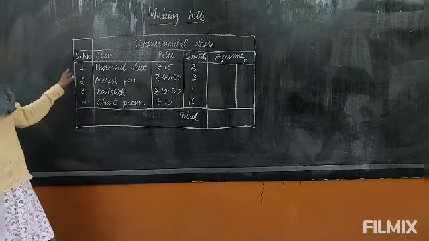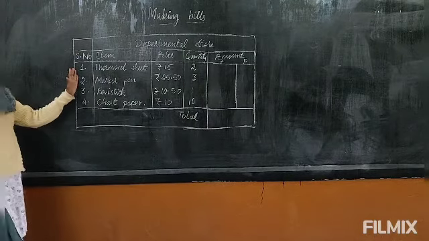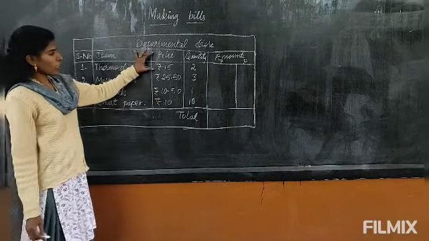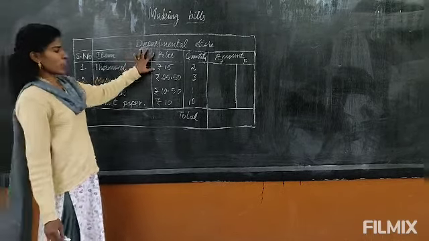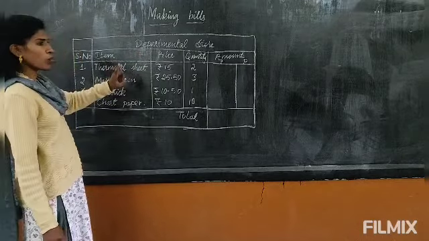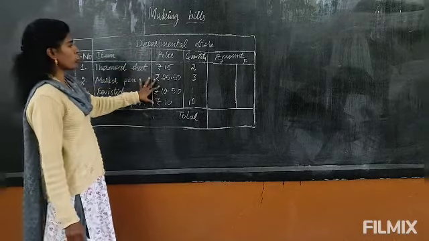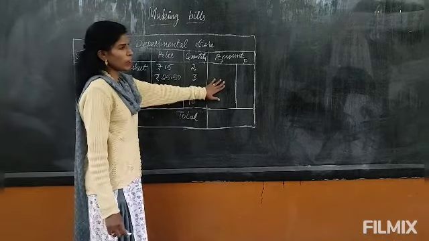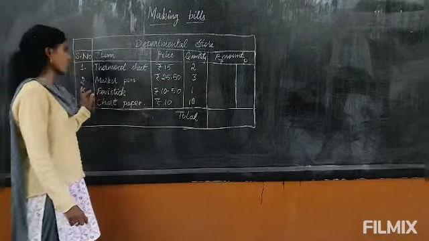Let's see. Usually in the bill, first it will be given serial number, then the items, the particulars, what you are buying, then price per item. Per means one. For one item how many rupees it will be, then quantity, how many numbers you are buying, and after that it will be given the amount. Okay, so let's see now here.